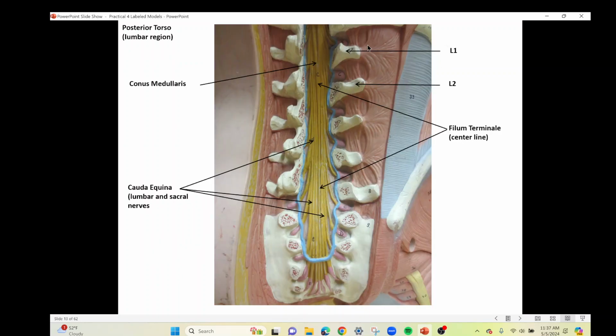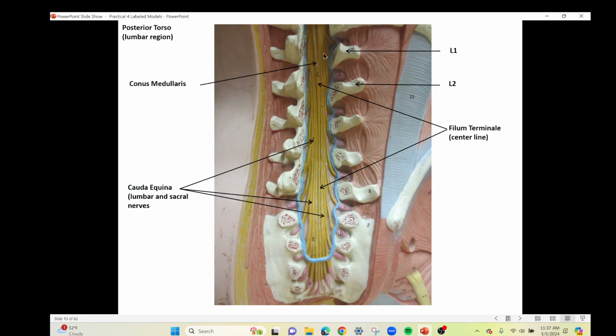So this is a blow up of the lower part of the spinal cord. So again, the spinal cord ends as a point right there. See that little point right there? This is known as the conus medullaris. Again, it's going to be somewhere between L1 and L2.